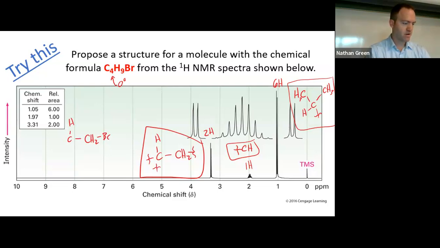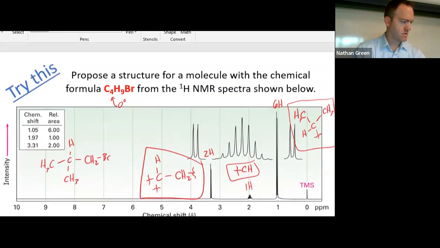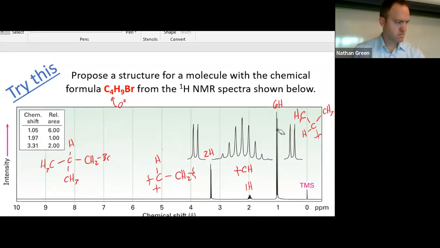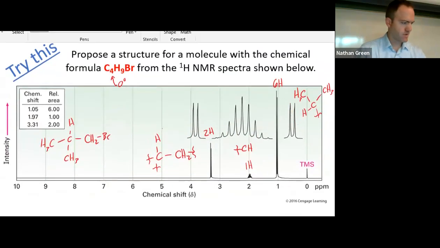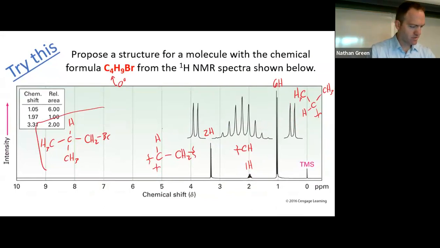I've accounted for 1, 2 carbons, 1, 2, 3 hydrogens and a bromine. So I'm missing 2 additional carbons and 6 hydrogens. What are they? These guys, this isopropyl, 2 methyl groups. This is my proposed structure.